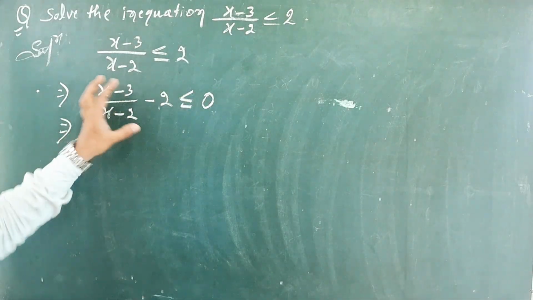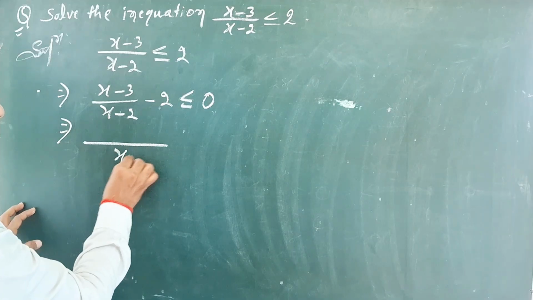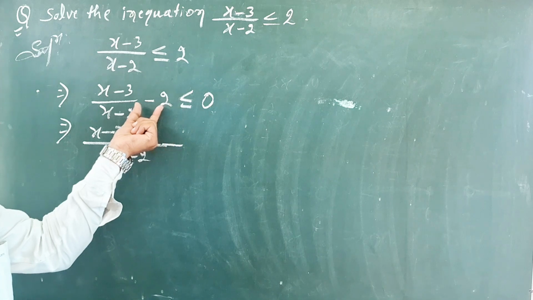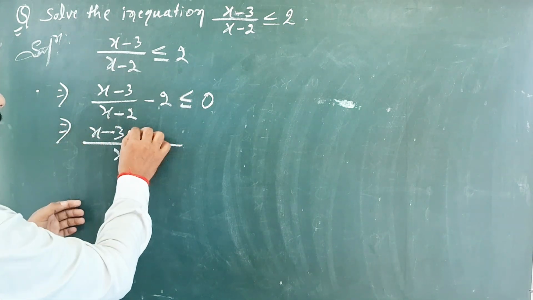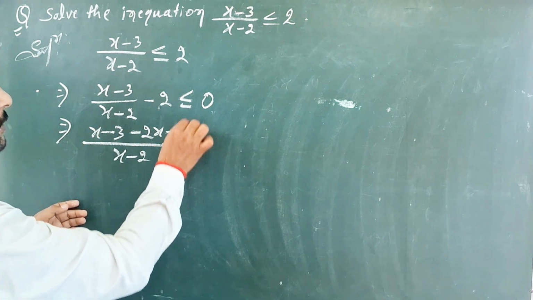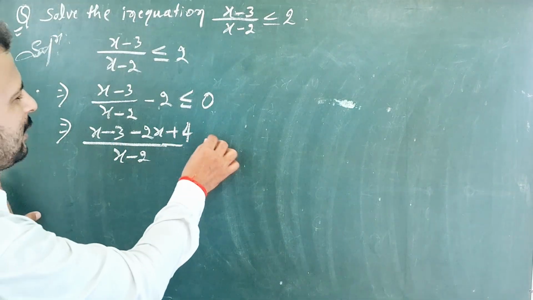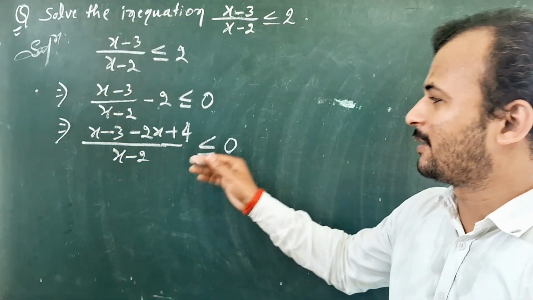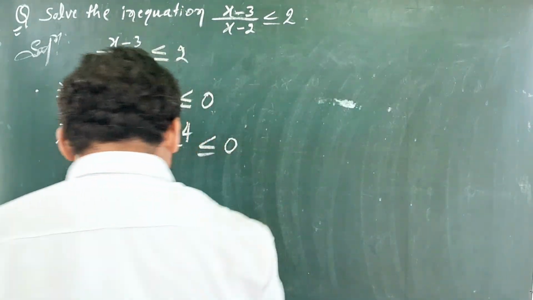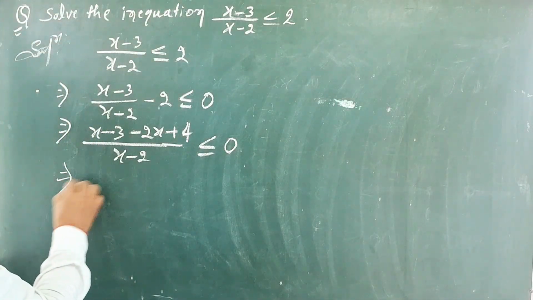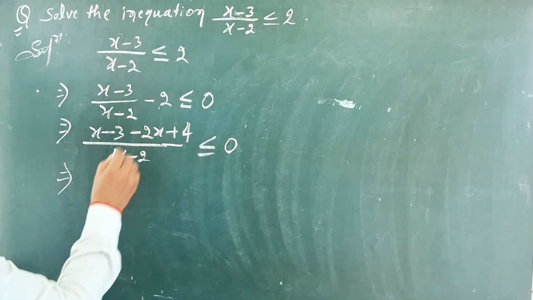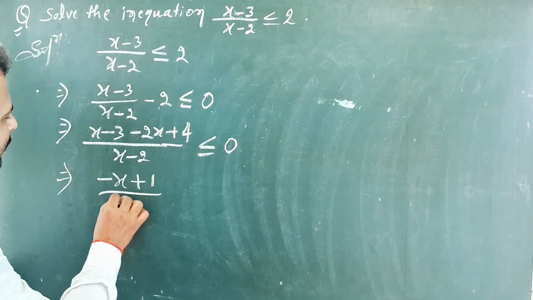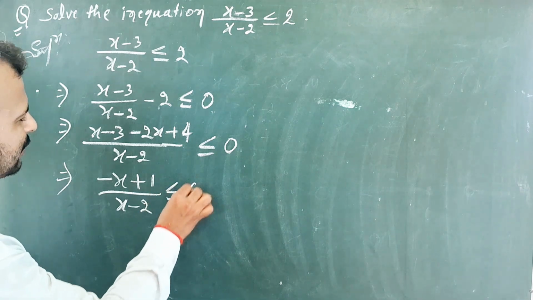By solving this, we get what? x minus 2 in the denominator and here x minus 3, and we multiply minus 2 by this denominator, then we get minus 2x plus 4. This is the left hand side and the right hand side is 0. Left hand side is less than or equal to right hand side, means 0. Okay, and here we solve and write x minus 2x, that is minus x, and 4 minus 3, this is 1, and in the denominator x minus 2, it is less or equals to 0.